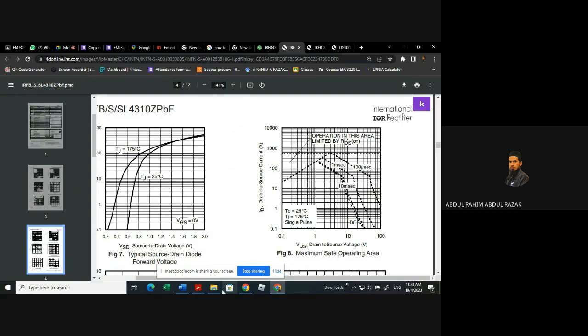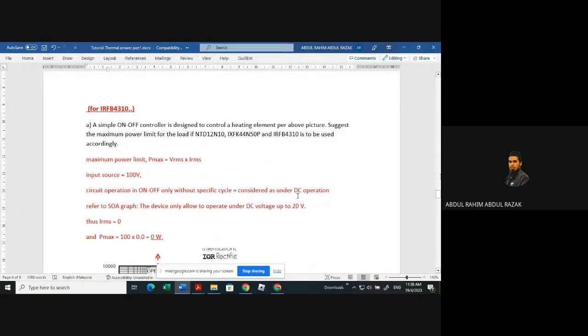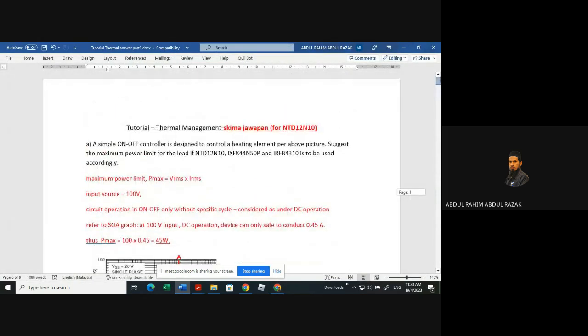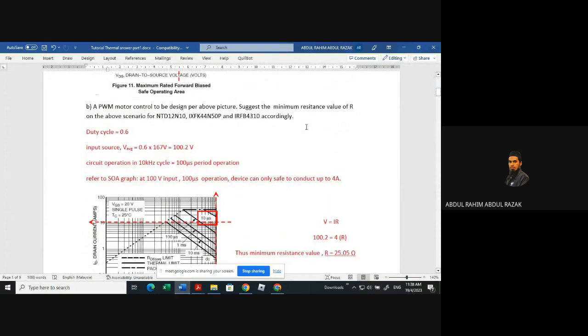So refer to your graph here. You jot down that your duty cycle is 0.6 this moment. You have to calculate how much is your average voltage that will be faced by your device. Average, because you work at maximum duty cycle 0.6, and 167 volt is your peak. So average is 10.2 volt.